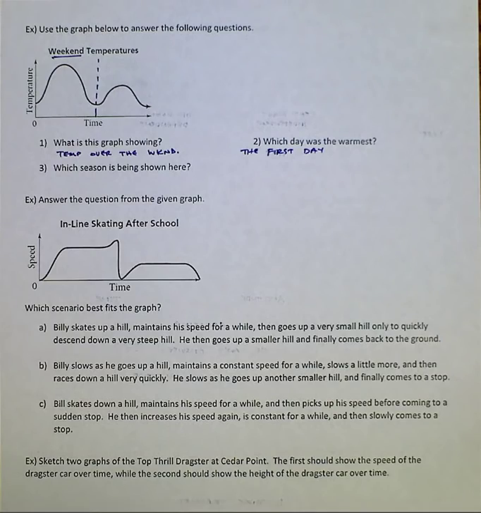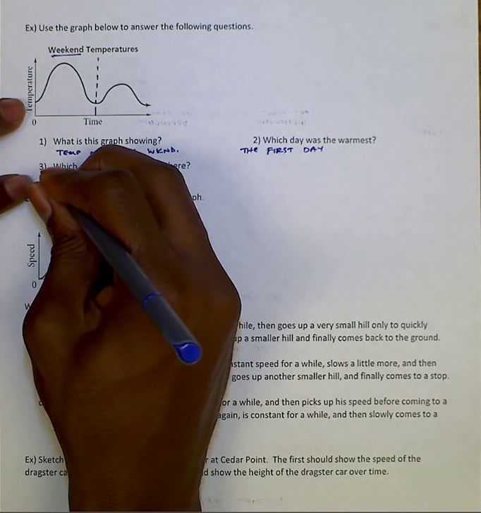Number 3 says, which season is being shown here? Notice that in our graph, we have labels for our axis, but we don't really have scales. So it doesn't tell us, hey, this is 90 degrees and this is 70, or this is 32 degrees and this is 16. It doesn't really give us a scale that we can even make a guess on what season is being shown. So really, there's not enough information to answer this question.